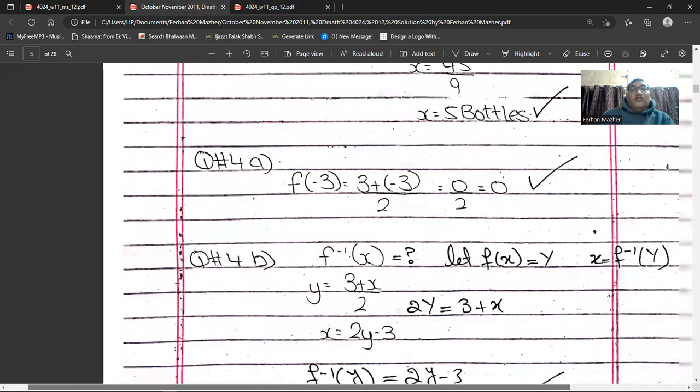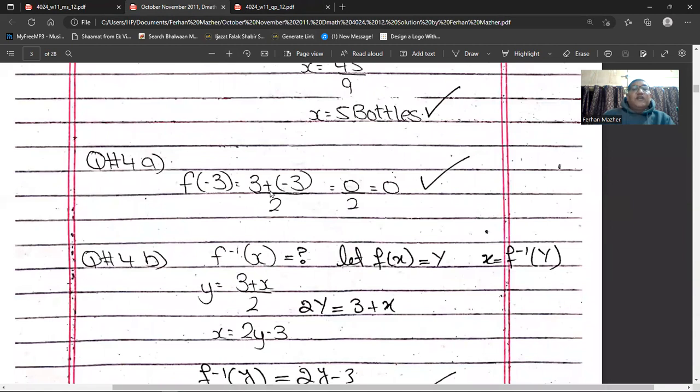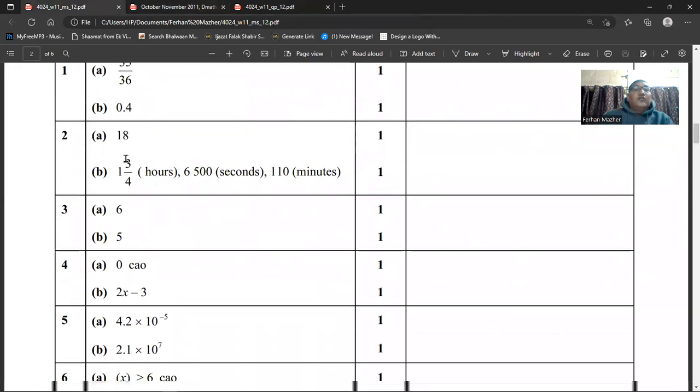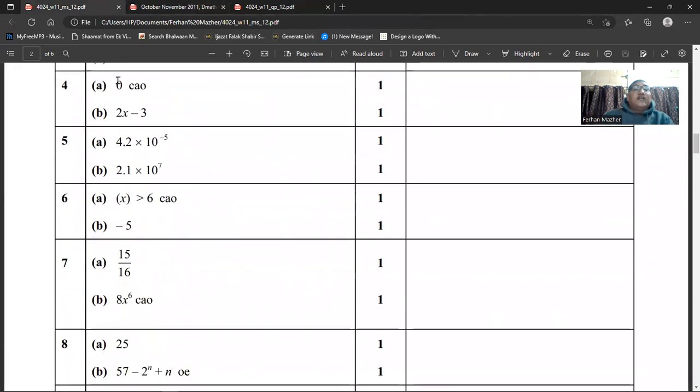So here we go. You can see that f of minus 3 will be 3 plus bracket minus 3 bracket close, whole thing divided by 2. So 3 minus 3 will be 0 divided by 2, and that will be 0. So my answer is 0. So our answer is right.